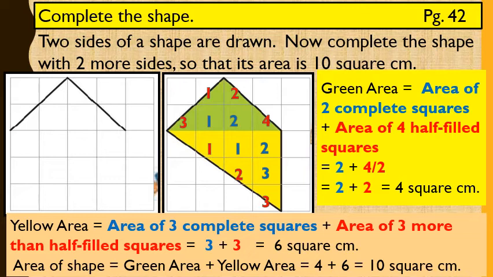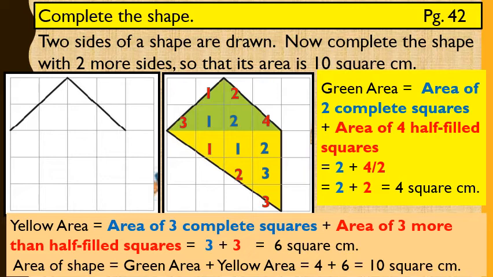Let us find the area of this shape. Green area is area of 2 complete squares plus area of 4 exactly half-filled squares. Children, you know that 4 exactly half-filled squares make 2 full squares. So 2 plus 2 is 4 square centimeter. Green area is 4 square centimeter.